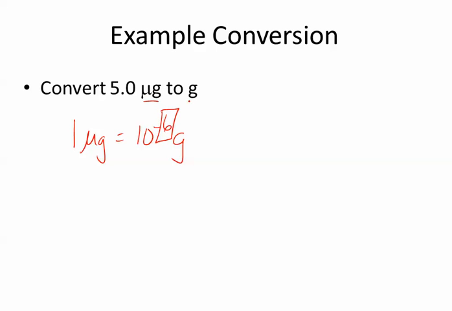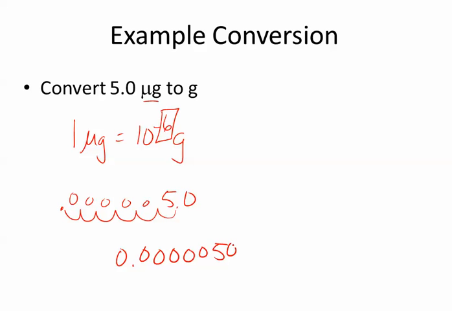And because I'm going from a unit that is a smaller quantity than my base unit, I am going to be moving my decimal to the left. So I start with my 5 micrograms, and I move it 6 places to the left. And I fill each of these values in with 0, which means 5 micrograms is equivalent to 0.00005 grams.